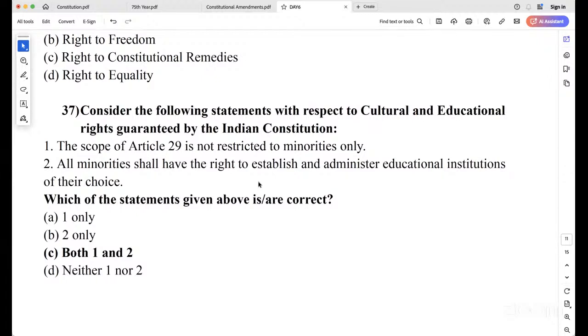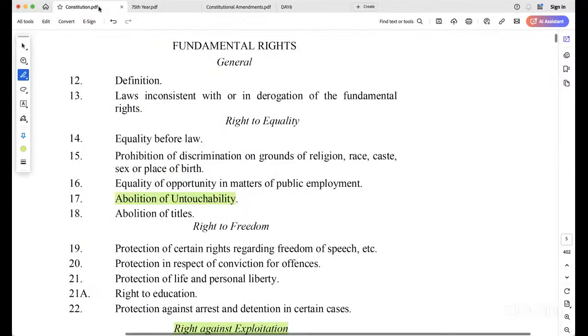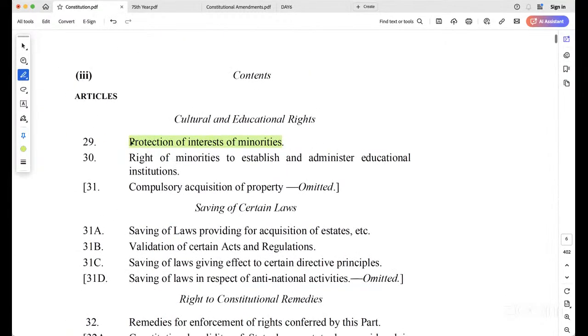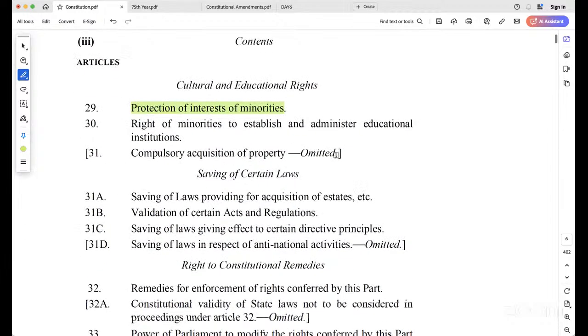Consider the following statements with respect to cultural and educational rights guaranteed by the Constitution. The scope of Article 29 is not restricted to minorities only. All minorities shall have the right to establish and administer educational institutions of their choice. We'll go to the answer. We'll go here. So cultural and educational rights, the right of minorities to establish and administer educational institutions. Now we'll go here.